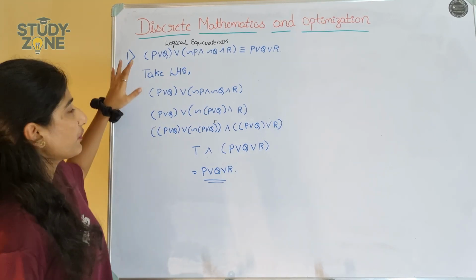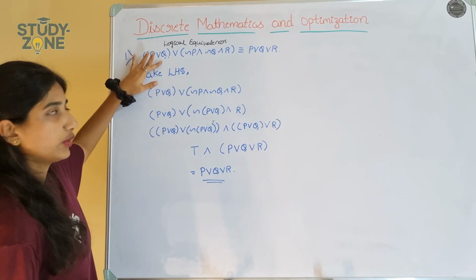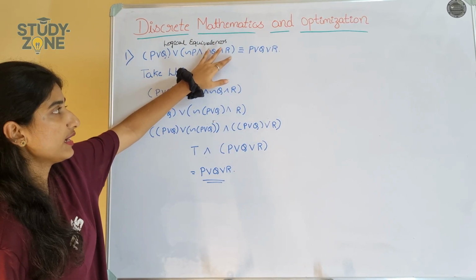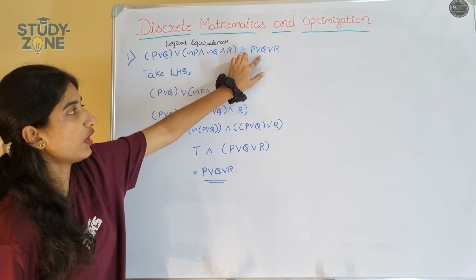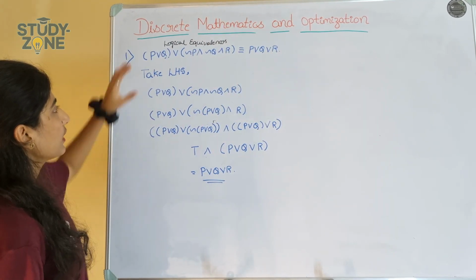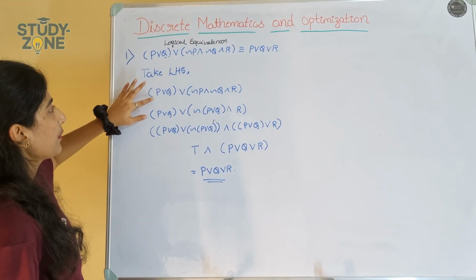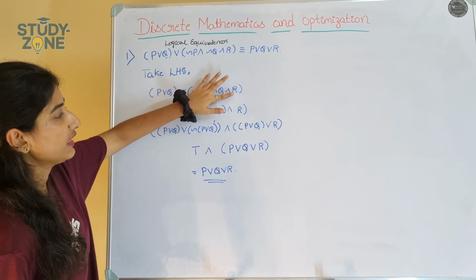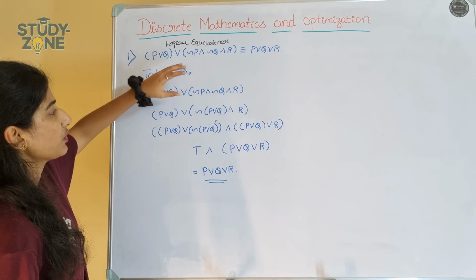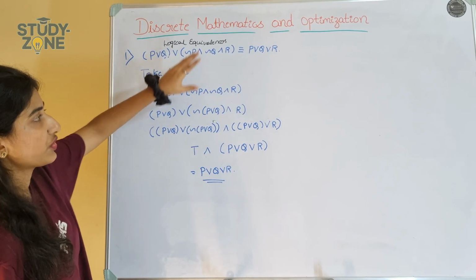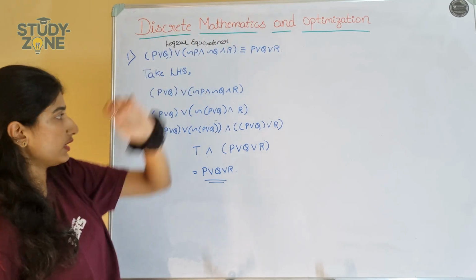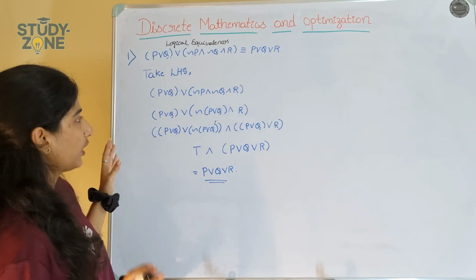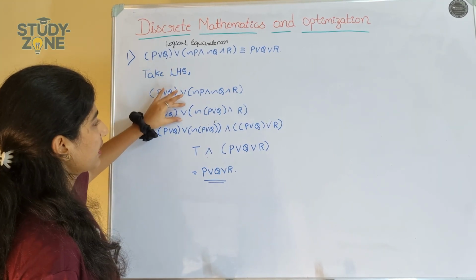So now we have the first problem: (P or Q) or (not P and not Q and R) is logically equivalent to P or Q or R. Correct. Now we have to take the LHS part, that is (P or Q) or (not P and not Q and R), and solve it to check whether this side is logically equivalent to this one. Here, P or Q, we can't apply any laws, so write it as it is, and then R same as it is.